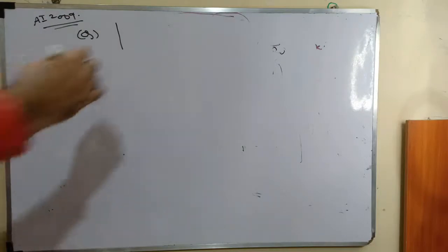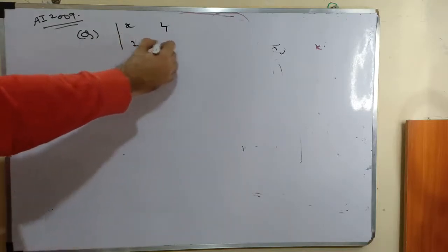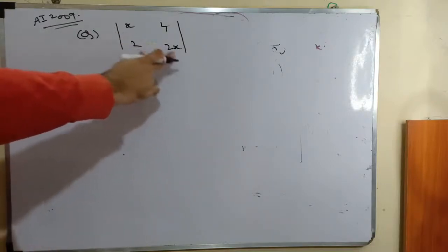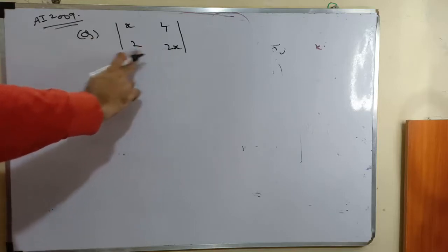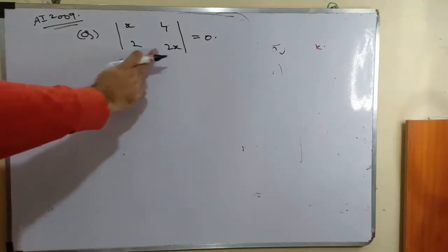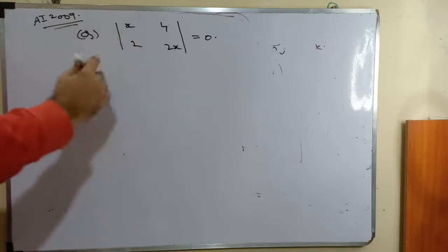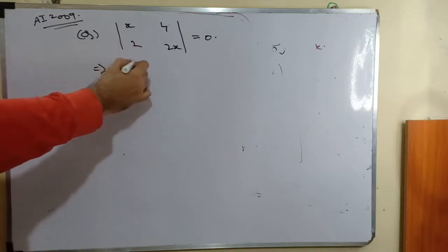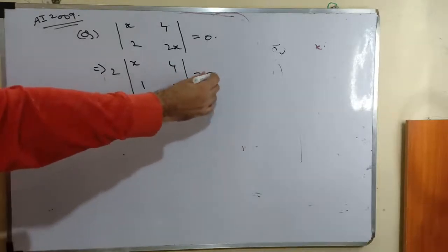So x, 4, 2, 2x, 2, 2x. See, the x is not present in the same row or same column, but you can see 2 is present here, and then you can take it out. 2 is present in this row, and for this column also 2 can come out as GCD. So you can take out 2 times. So this is x, 4, 1, x once again, so that goes to 0.